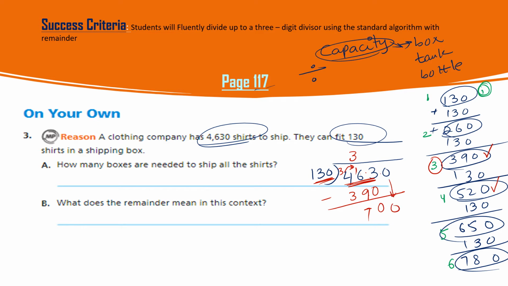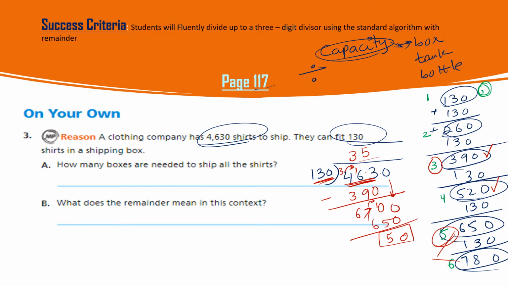Bring this 0 down. Now I have 780, I have 650. So I will choose the lesser one. So 5 up and 650 down. Now 0 minus 0 is 0. 5 doesn't go with 0. So borrow 1 from here, it gives you 6. 10 minus 5 is 5. Now you can see that the 50 shirts left.